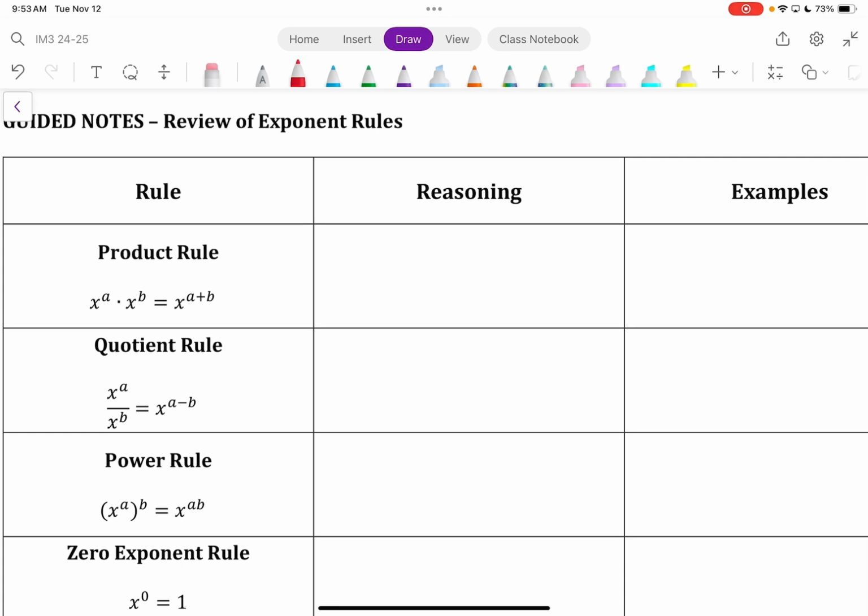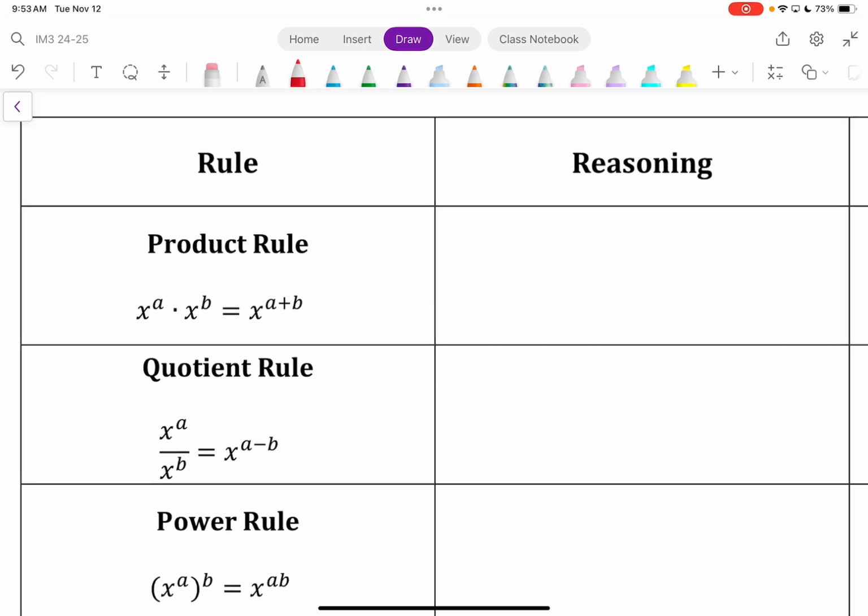Now, one of the first rules that we're going to be looking at is the product rule. And the product rule works by multiplying the same base. So if you were to multiply the same base, what ends up happening is you would add the exponents. So, we see a very general example here with x to the a times x to the b is equal to x to the a plus b. Now, that's just the definition. I'm going to show you with an example how this works. So go ahead and write this down.